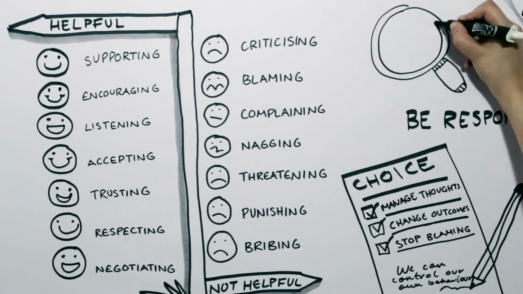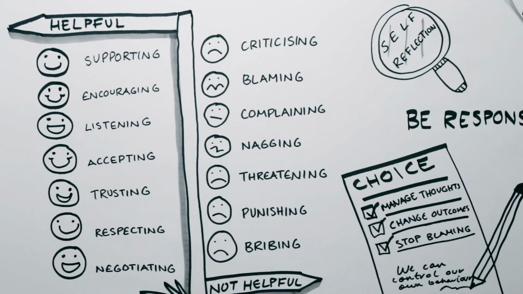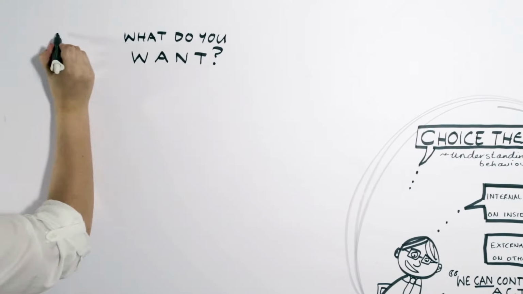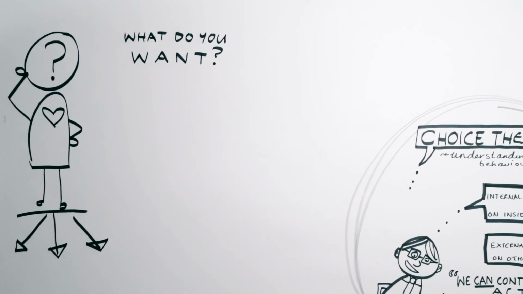Glasser also suggests a pretty simple self-reflection activity to help you get what you want. What do you want? What are you doing? Is this getting you what you want? Is it getting you closer or further away? What else could you do? Do you need some help with that?